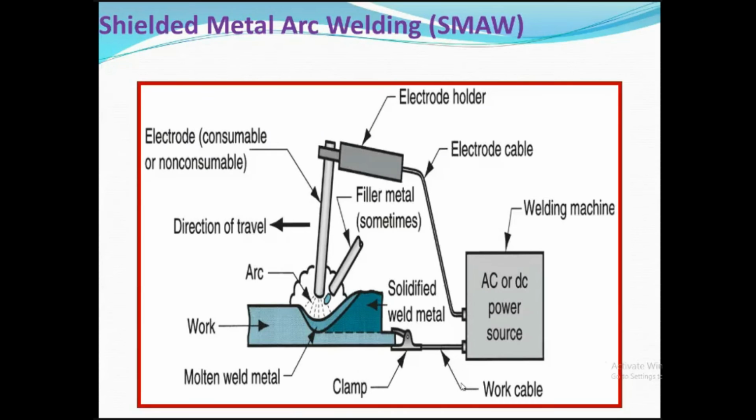Due to the sparking, welding takes place. There is the molten weld metal, that is the workpiece, and sometimes we have to use some filler material for doing the welding process. So this is your shielded metal arc welding technique.